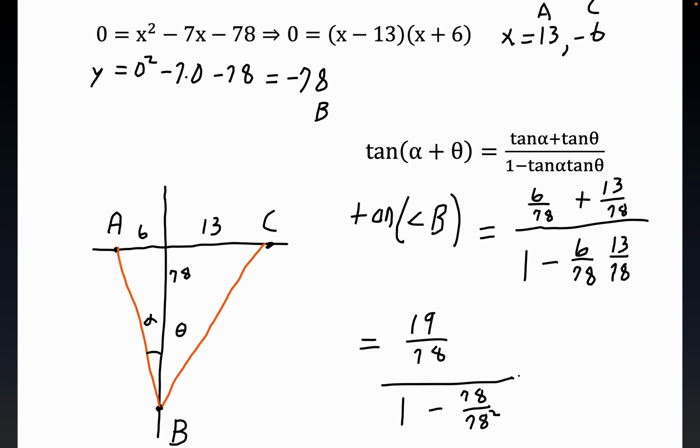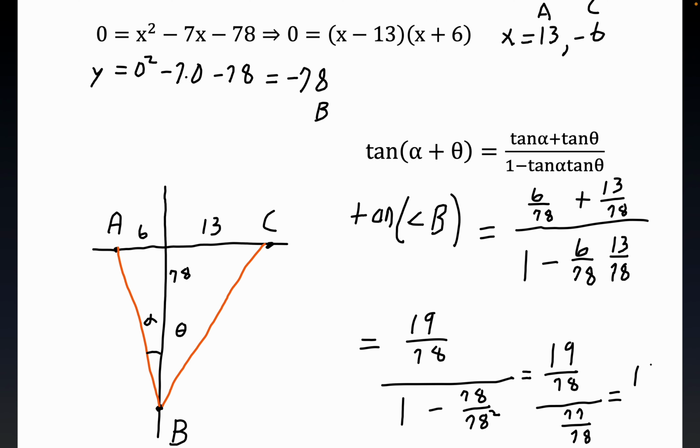Okay, folks, and right here, this would be 19 over 78 divided by 1 minus 78 over 78 squared, which is 77 over 78. I hope I'm staying on the screen for you. It looks like I am. Right, folks? And then you would invert and multiply here, and you would get 19 over 77.